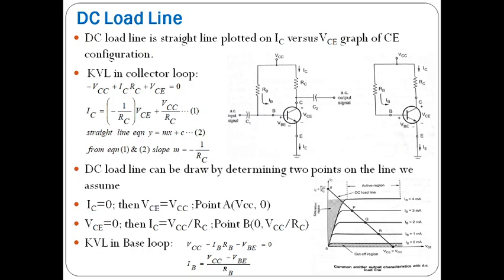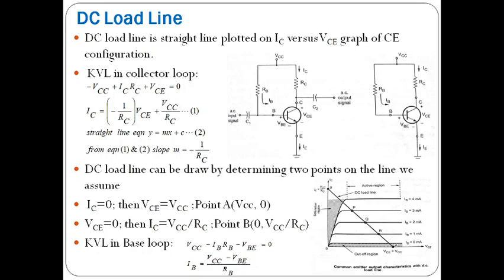So you can observe the circuit diagram. Here I am taking one example circuit. I am applying KVL to the collector loop. In this we can write minus VCC plus ICRC plus VCE equals 0. From this we can write IC, the output current, equals minus 1 by RC into VCE plus VCC by RC. This is equation number 1. We know the straight line equation y equals mx plus c. This is equation number 2.